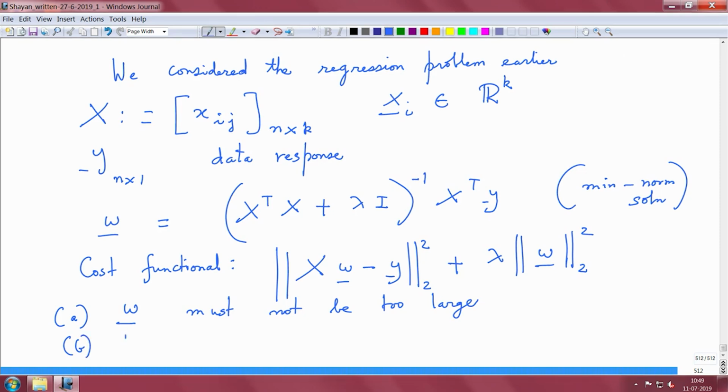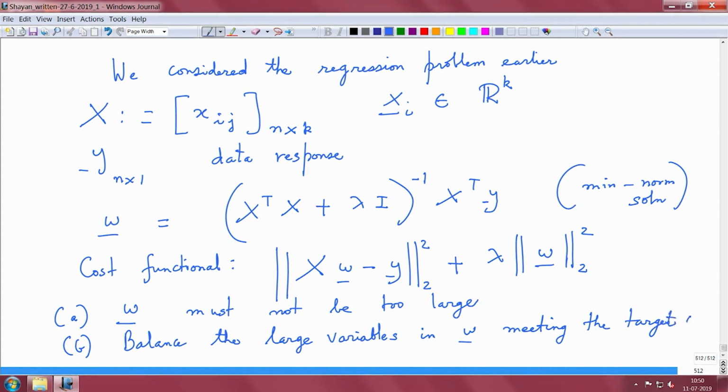So in that sense you would like to balance the large variables, or what I mean is those coordinates of the weight vector that are significant, in a way that meets the target cost, right. We have a certain cost and we want to optimize that cost. So, some variables should not blow up. So, in that sense we want to adjust the selection of our weights in this setup, right.